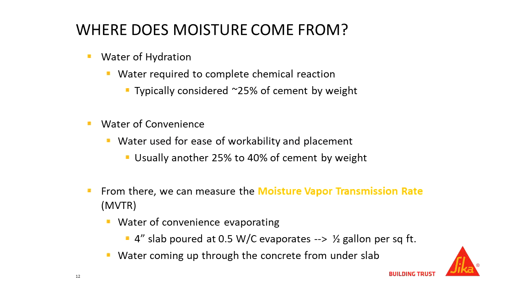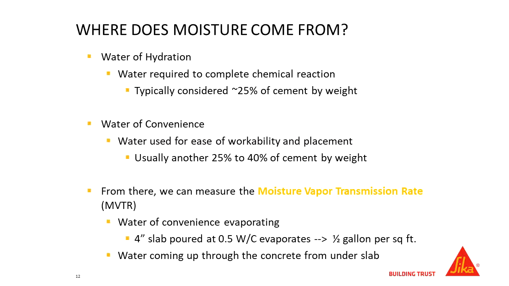So that water of convenience makes up another 25 to 40% of the cement by weight. That's a lot of water that has to exit the product and is not consumed in the actual chemical reaction of that cement curing out. So that is water that has to leave through evaporation. It has no other way to leave. It's not going to get used in the chemical reaction. So it has to leave via evaporation.